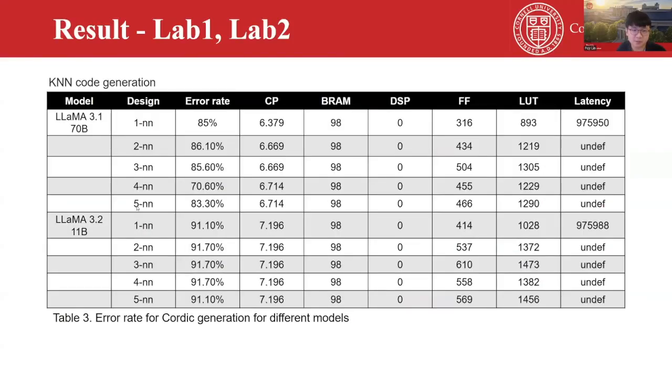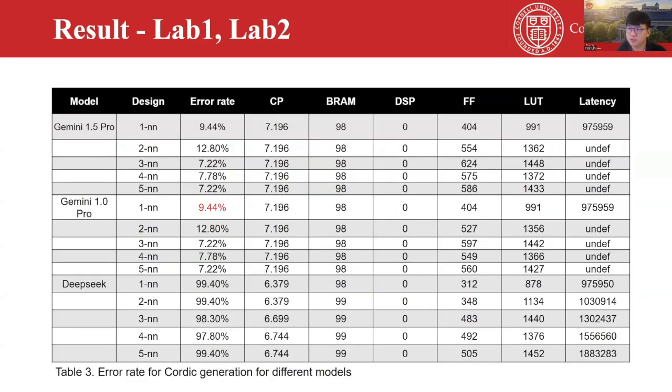And next, this table presents the design error rate and resource usage for the KNN code generation by different models. As you can see, the Gemini 1.0 Pro and the Gemini 1.5 Pro have the lowest error rate compared to other LLM models. So like DeepSeek, the error rate is impressively high.